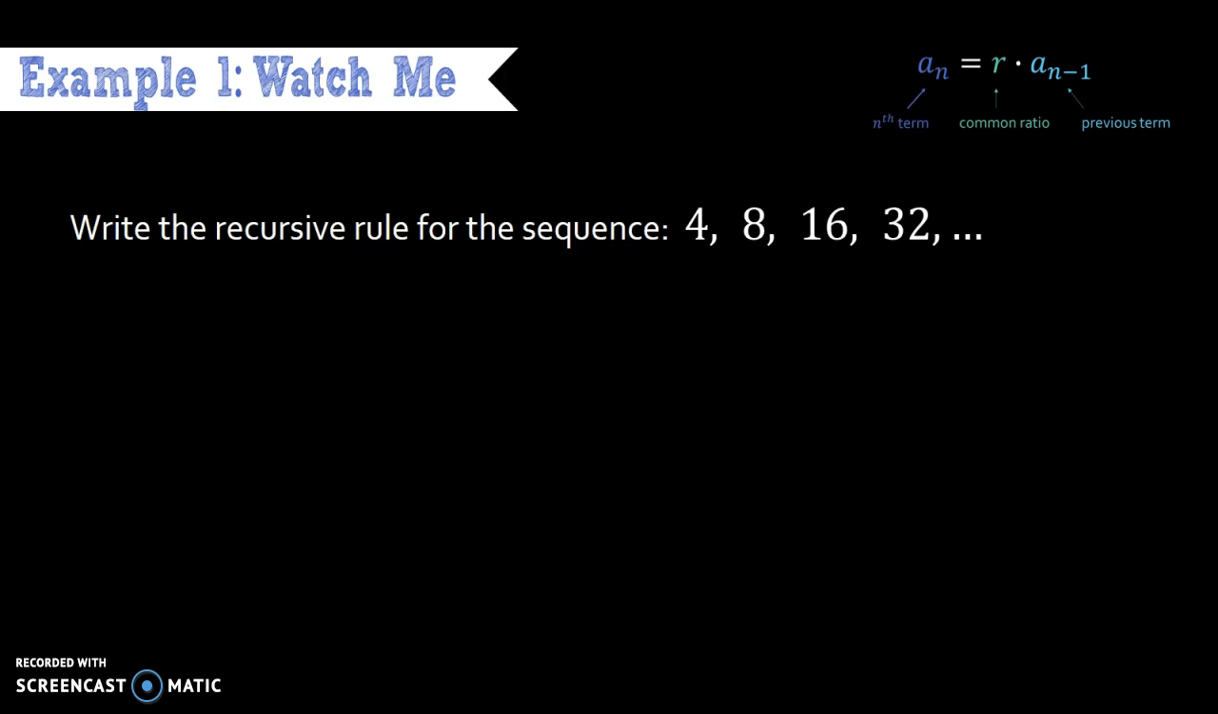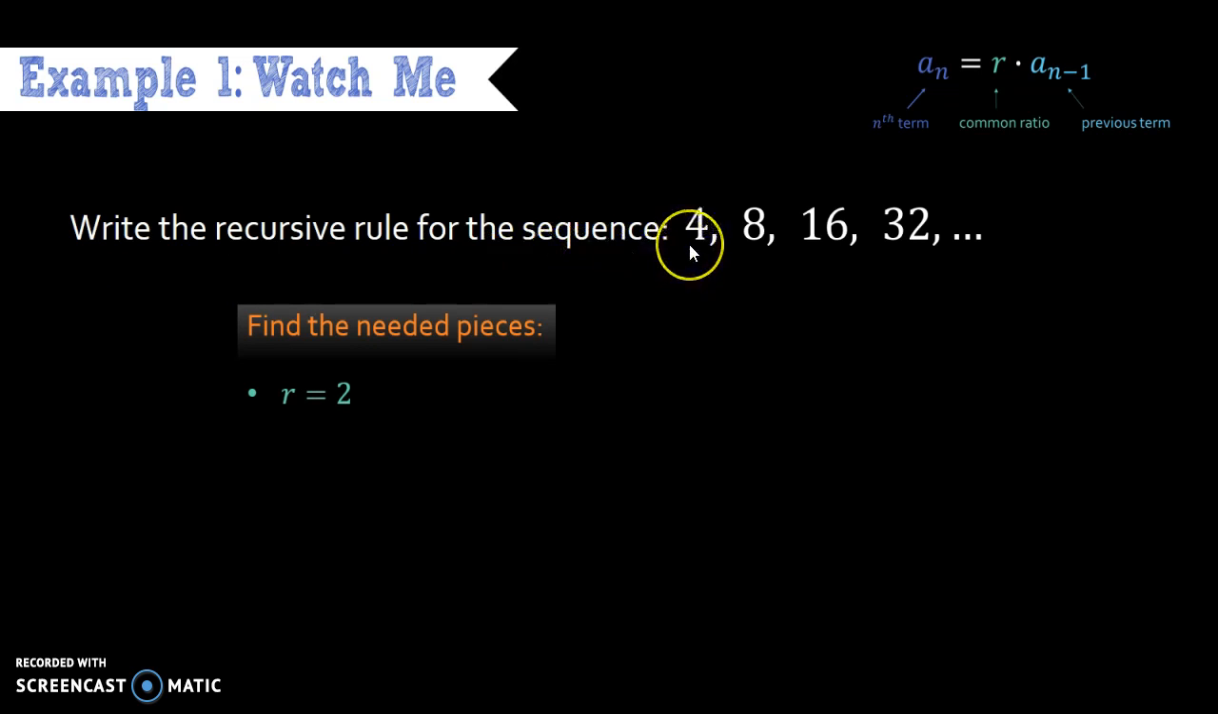Here's an example. Write the recursive rule for the sequence 4, 8, 16, 32, and so on. Let's go find the pieces that we need. We're going to need our common ratio. If I look for the pattern, I see that I'm multiplying by 2 every single time. 4 times 2 gives me 8. If I multiply by 2 again, I get 16. Multiply by 2 again, I get 32. That's the pattern of this sequence. My common ratio is 2.